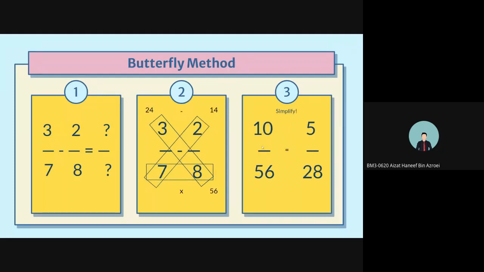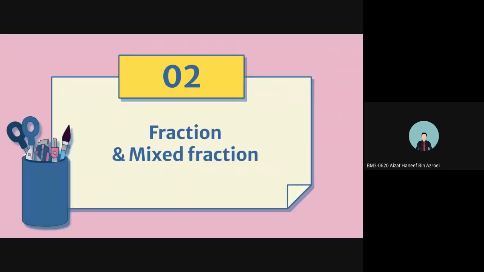Okay. This is also the same method but a different example. We can keep the same steps. And lastly, this is the example that we can simplify. For example, the answer will be 10/56 and we can simplify it into 5/28. Okay. So next we go to fraction and mixed fraction.